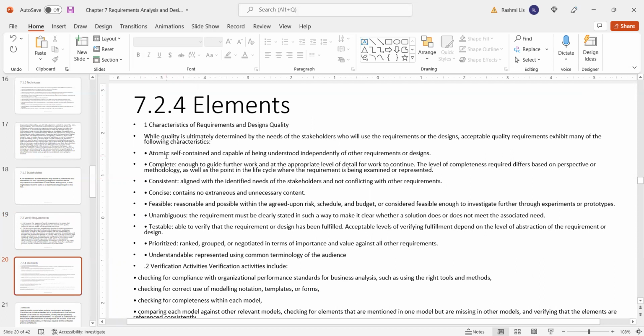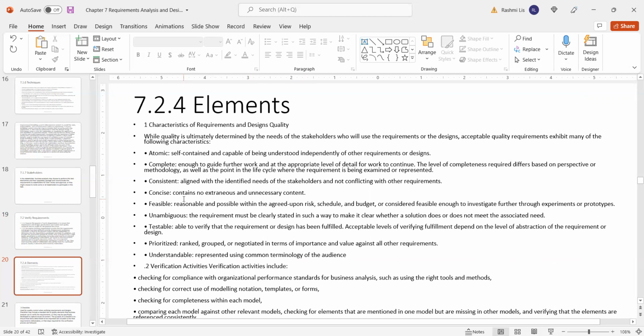So this is important, right? You want to look at whether they're atomic, meaning self-contained and capable of being understood independently of other requirements and designs. They're complete, enough to guide further work and at the appropriate level of detail for work to continue. They're consistent, aligned with the identified needs of the stakeholders. They're concise, containing no extraneous and unnecessary content. They're feasible, reasonable and possible within the agreed upon risk, schedule, and budget.